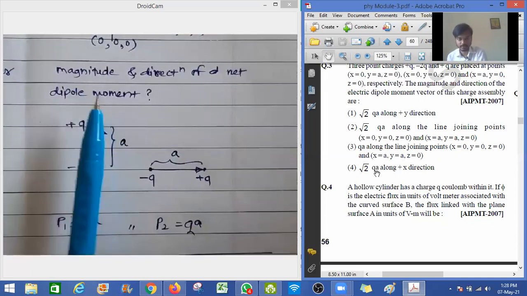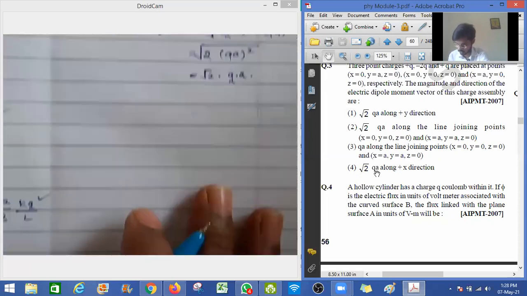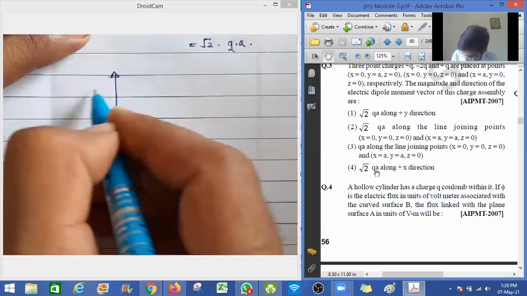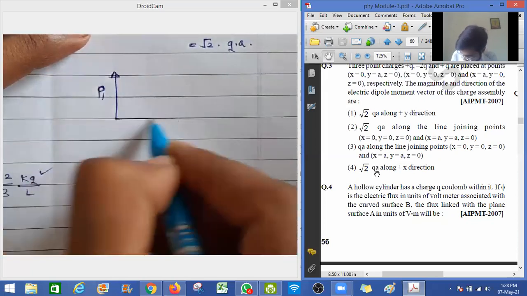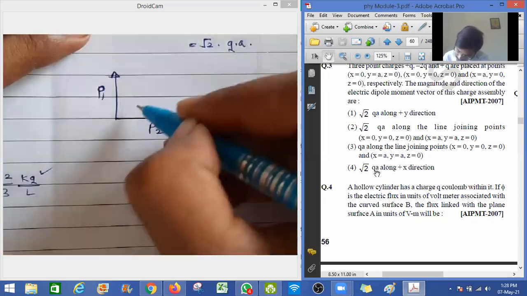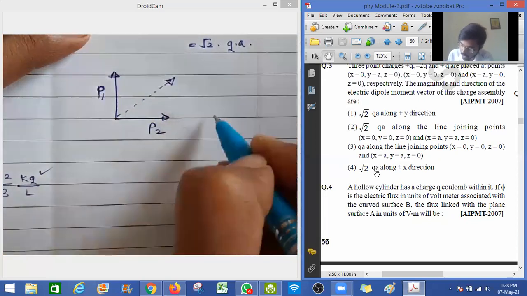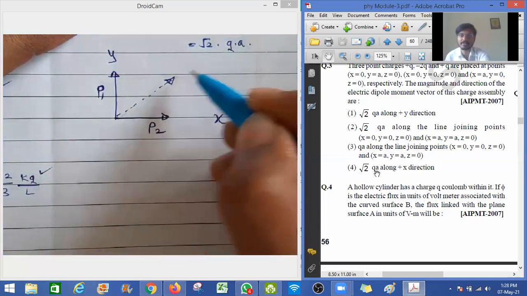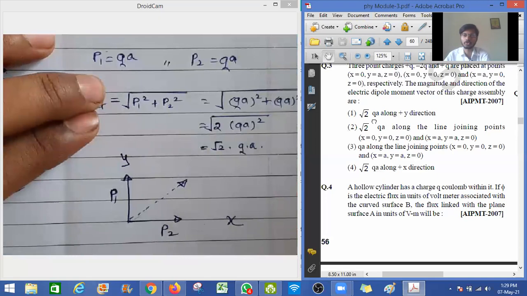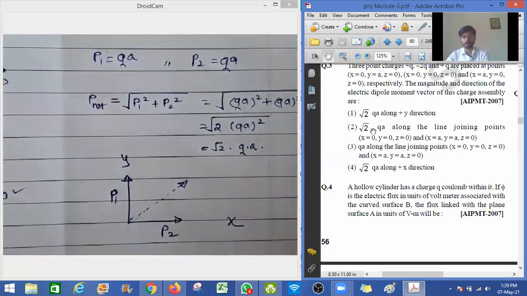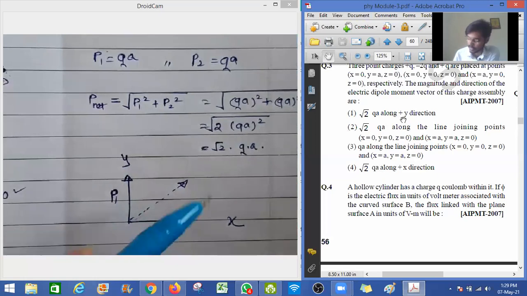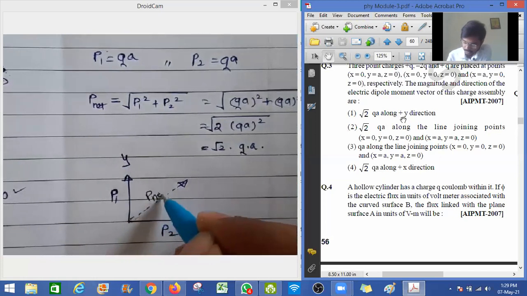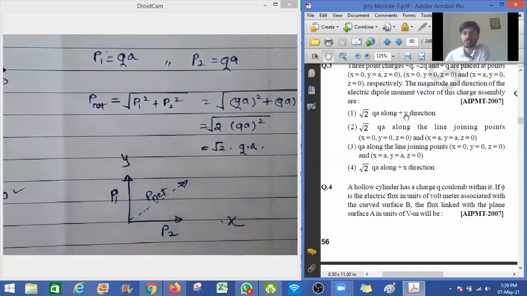First vector is like this, second vector is like this. So tell me, if the first vector is like this P1 and second vector is like this P2, then certainly resultant is going to be like this. Not along x-axis, not along y-axis, but something like this. So option 1 येणार होता रूट 2 into q into a, बरोबर येऊ शकला असता. ऑप्शन 2 पण येऊ शकला असता, ऑप्शन 4 पण येऊ शकला असता. पण अलॉंग प्लस y ॲक्सिस म्हटले, अरे एक वेक्टर इकडे आहे अलॉंग प्लस y, दुसरा वेक्टर अलॉंग प्लस x आहे. रिझल्टंट असा येणार आहे, नेट डायपोल मोमेंट असा येणार आहे, नॉट अलॉंग x, नॉट अलॉंग y.